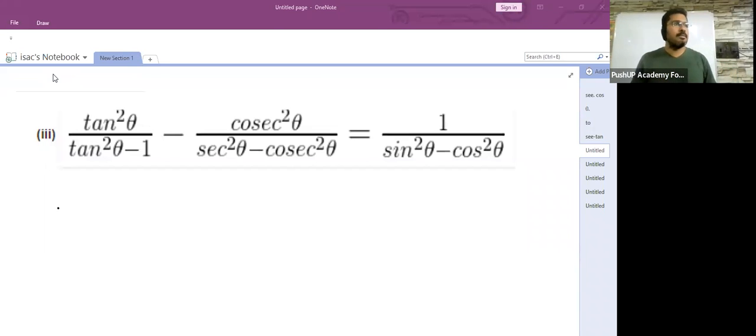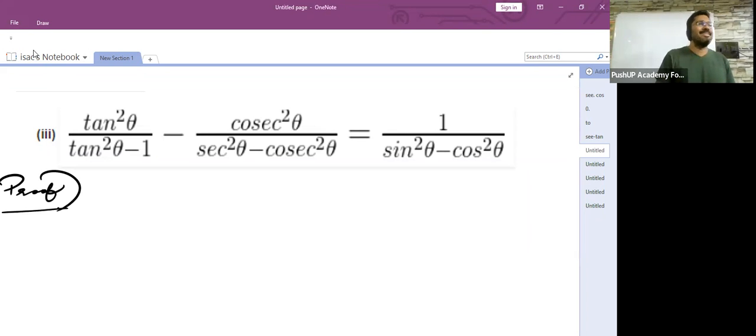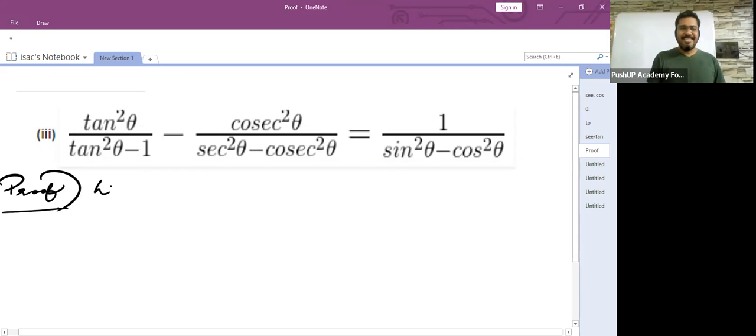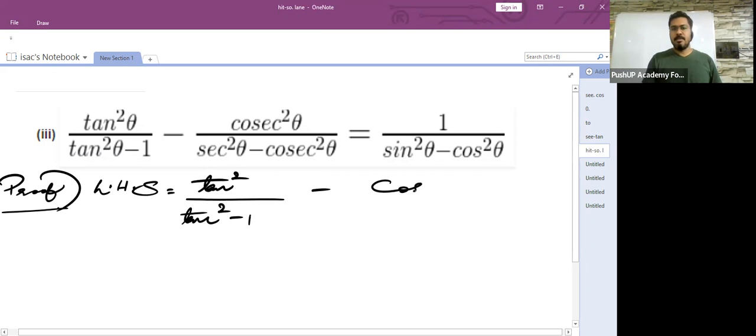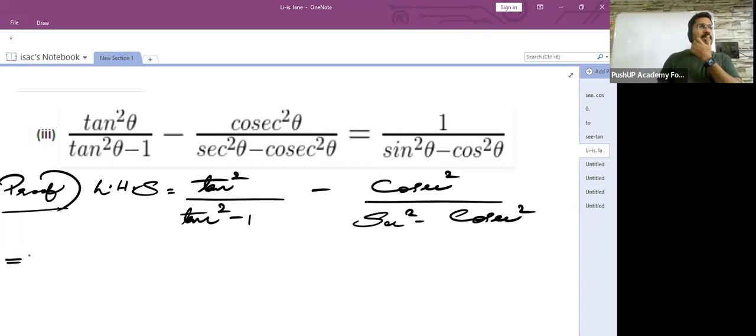Anyways, let's check. So I just pray that the question is not wrong. I don't want to get all the curses from you. Seriously. Okay, fine. Let's take the LHS: tan square upon tan square minus 1 minus cosec square divided by sec square minus cosec square. And when you look at the right hand side, it is 1 upon sine square minus cos square. So I think you should be converting the left hand side functions into sine and cos, isn't it, Milan?